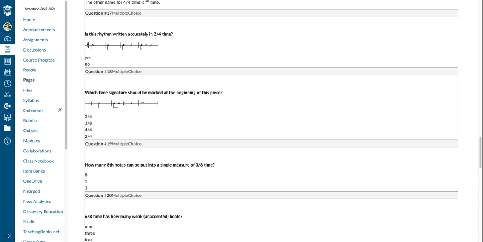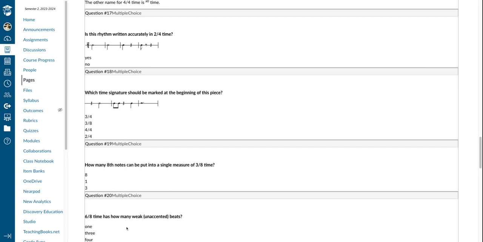So we have a half note, that gets 2. So that's a check. Half note gets 2. Quarter note plus a quarter rest, that's 2. Eighth note plus an eighth rest, that's 1, plus a quarter rest, that's 2. So yes, all that adds up. Okay, so that's written correctly.